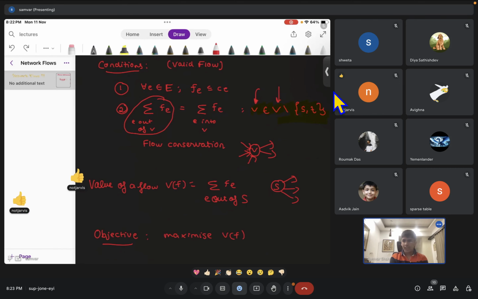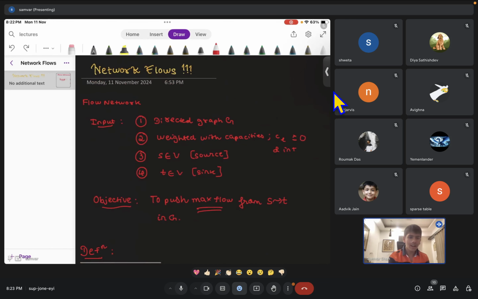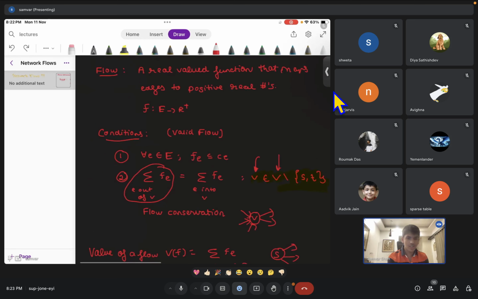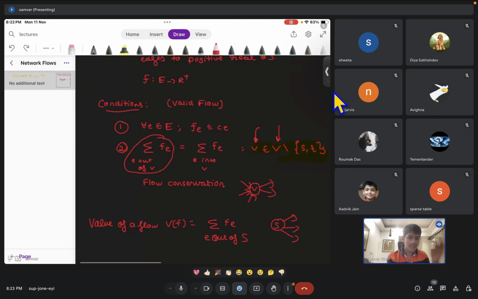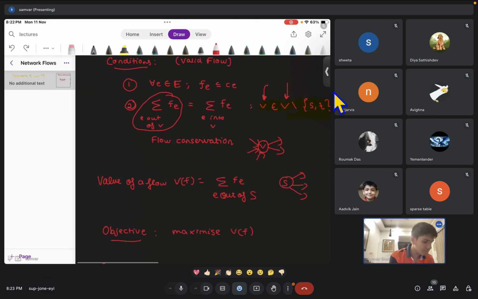Awesome. I see thumbs up. That's great. Okay, so a quick recap. You have a directed graph with weights, which are the capacities. You have a source and you have a sink. You want to push maximum flow from the source to the sink. And the things you ensure is that you never push more than the capacity it has. And for each vertex, the amount which comes in is the amount which goes out. And the value of the flow is the amount pushed from the source. And we want to maximize that.